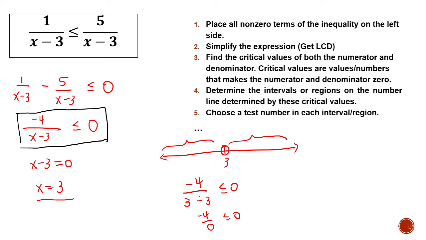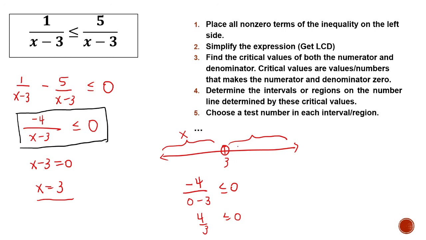Now, what if we get a test point from this region to the left of 3? What is the easiest number to substitute there? Any number to the left of 3. Let's try 0. If we substitute 0, it will be negative 4 over negative 3, and a negative number divided by a negative number is a positive number. So the answer here is 4/3, and that is positive. A positive number is not less than or equal to 0. So the numbers in this region are not included in the solution set.